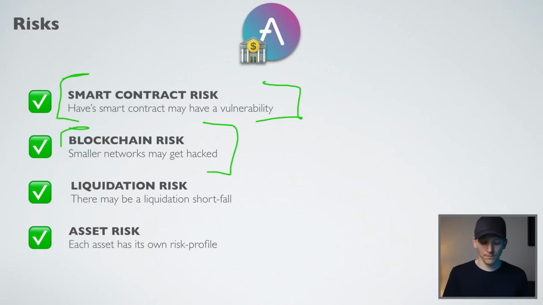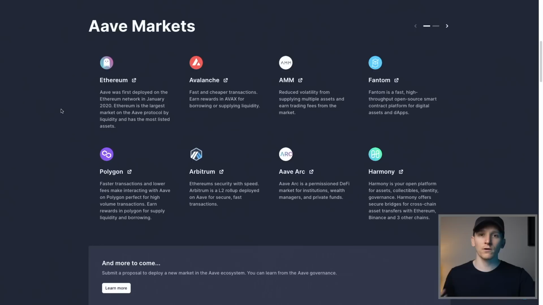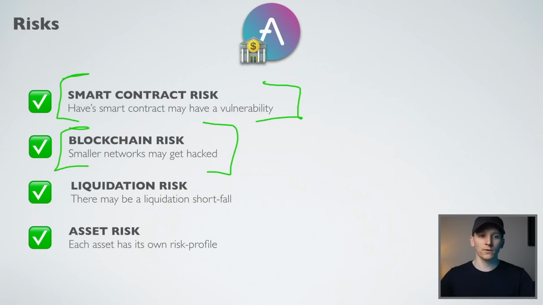The second risk is blockchain risk. Specifically, which blockchain are you using? Are you using Ethereum, which is very battle tested, or are you using maybe a smaller network like Fantom or Harmony? Harmony has been subject to a hack, so which one do you want to use? That's up to you, but each blockchain has a specific set of risks, or not, as the case may be.